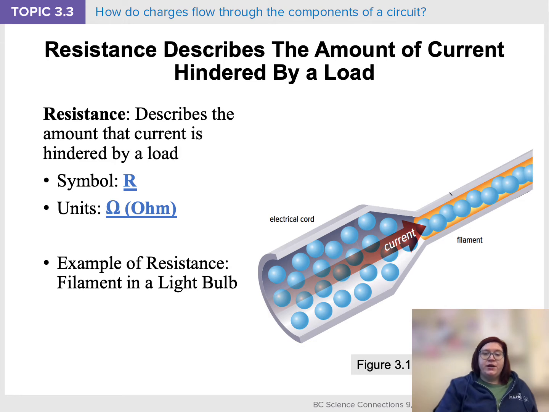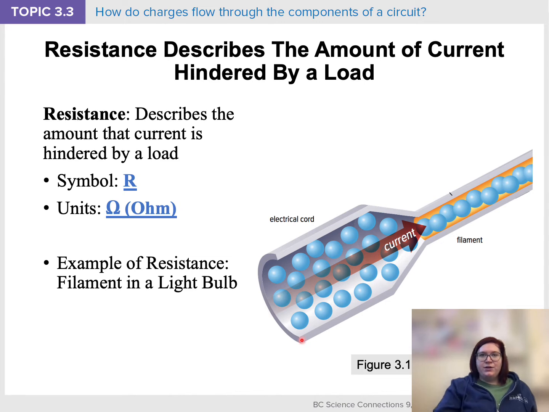The amount that the current is resisted, hindered, or slowed down by a load is called resistance. It describes the amount that the current is slowed down. The symbol is a capital R. The units are, this is kind of weird, a Greek capital letter omega. You do a little foot, then most of a circle, and then another little foot. And the unit is called ohm, O-H-M.